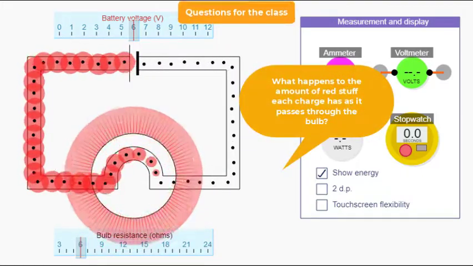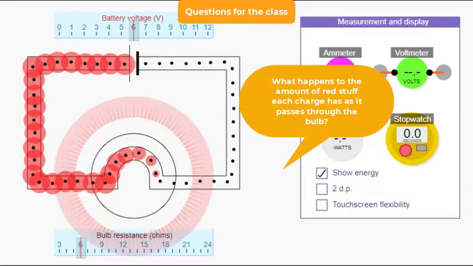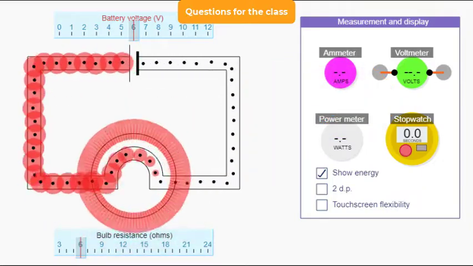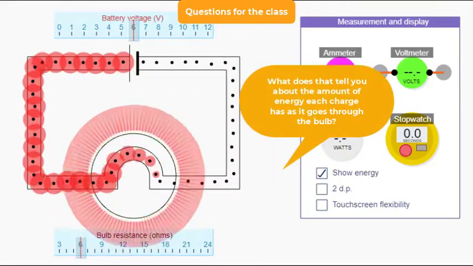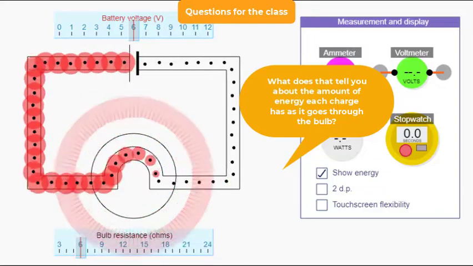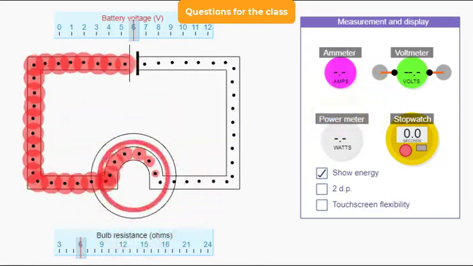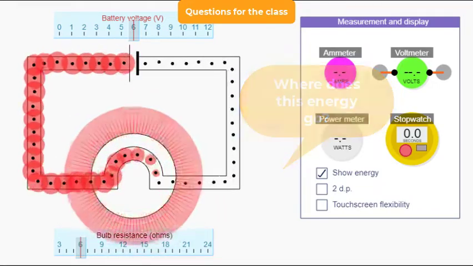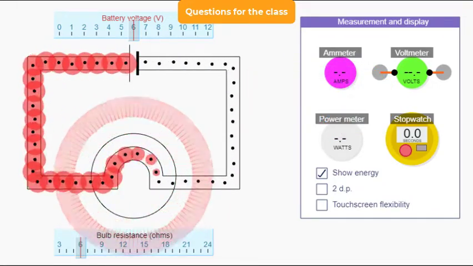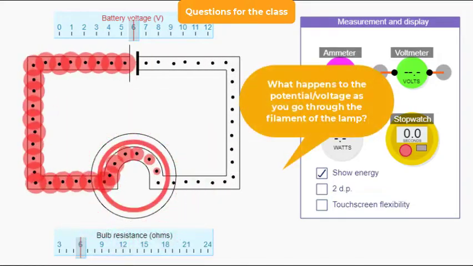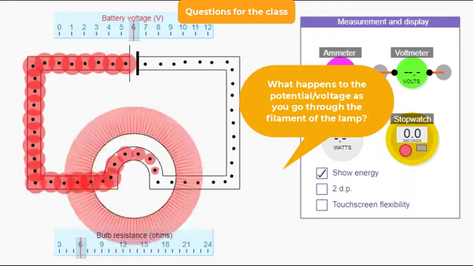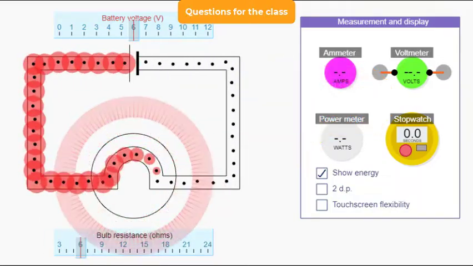What happens to the amount of red stuff each charge has as it passes through the bulb? Well, it goes down. And what does that tell you about the amount of energy each charge has as it goes through the bulb? Well, that goes down too. And where does this energy go? It spreads out into the surroundings. So what happens to the potential or voltage as you go through the filament of the lamp? It decreases.